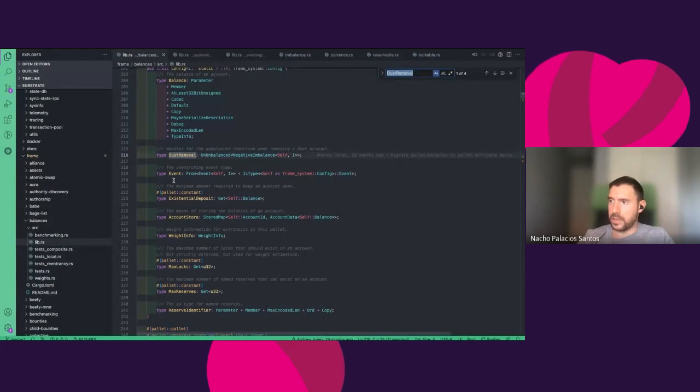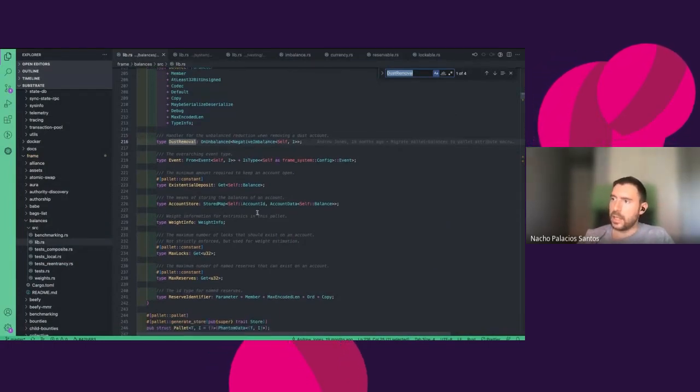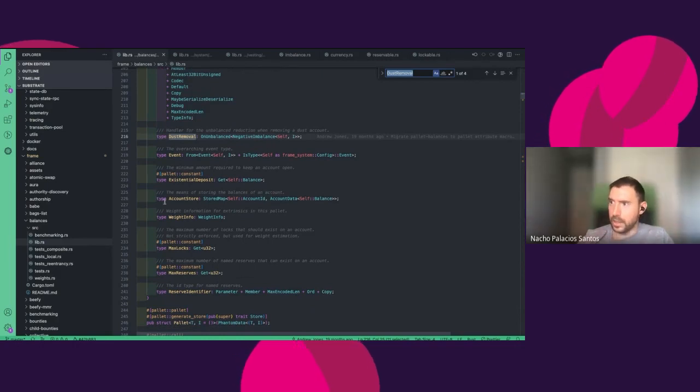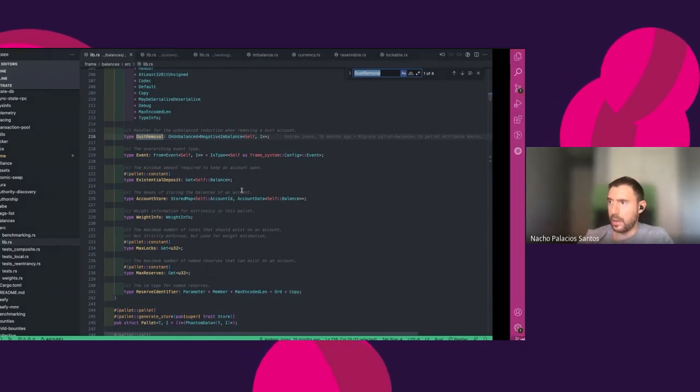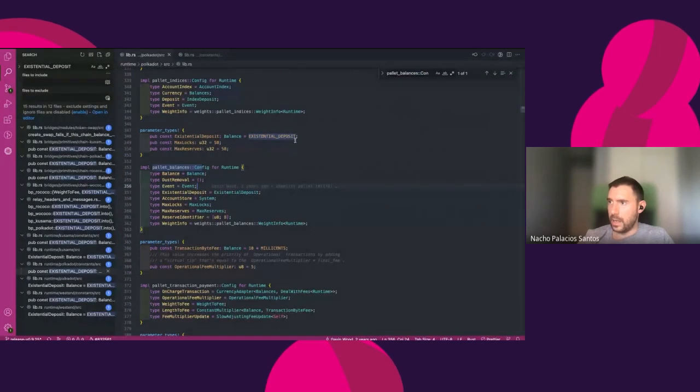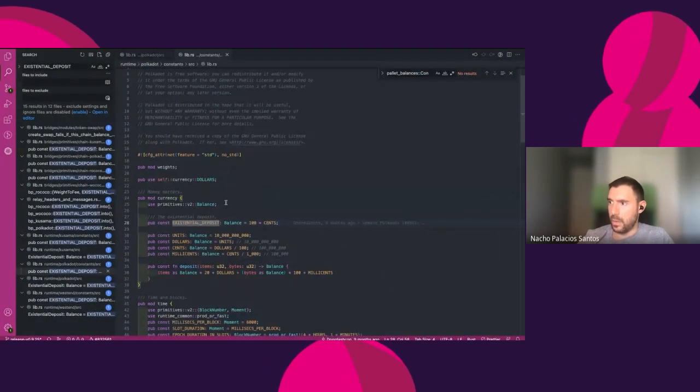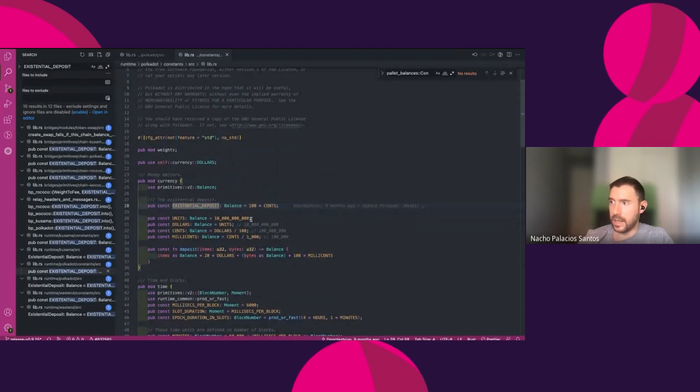Next type is events. Not much to say about this one. It's common to a lot of pallets. Next one is the existential deposit. I already talked about this one. We can see here in Polkadot how it's set to be 100 cents.